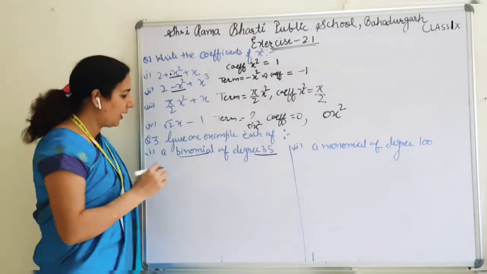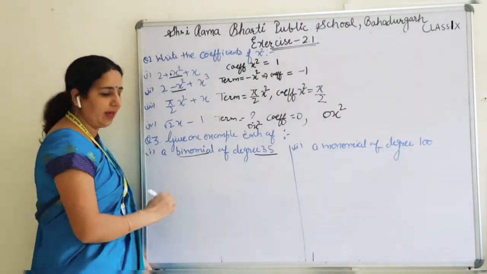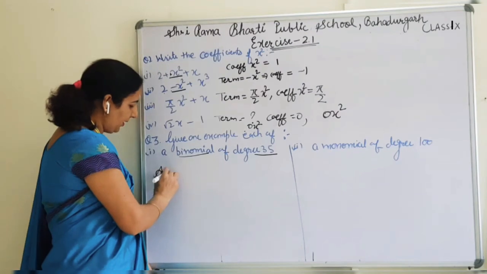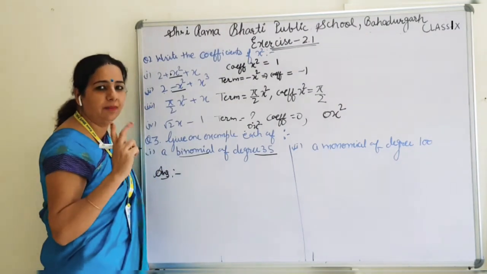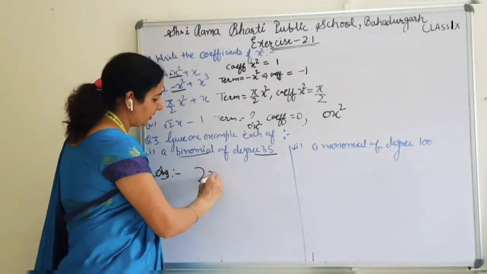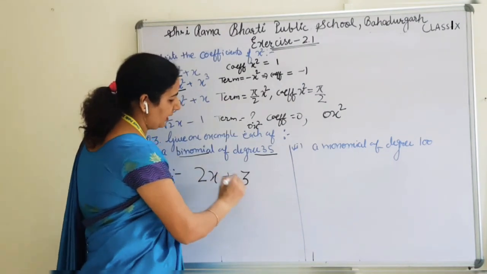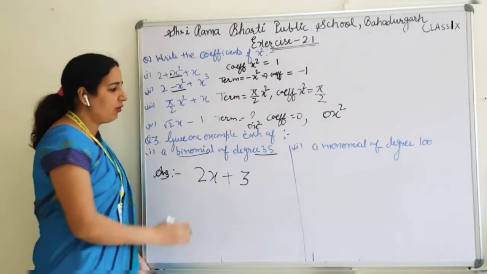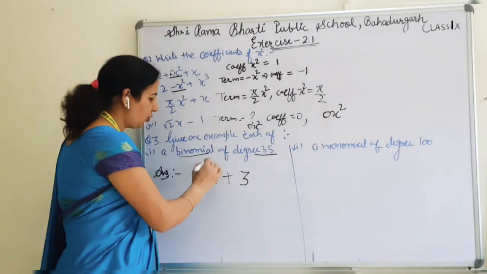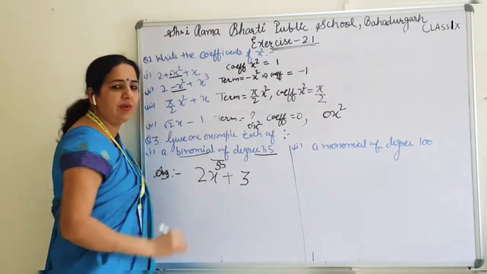So what do you have to do? You just write a binomial. So let me write a binomial. Binomial means 2 terms. I have written 2x plus 3. Now they are saying degree 35. So make the degree 35. This will be the answer.